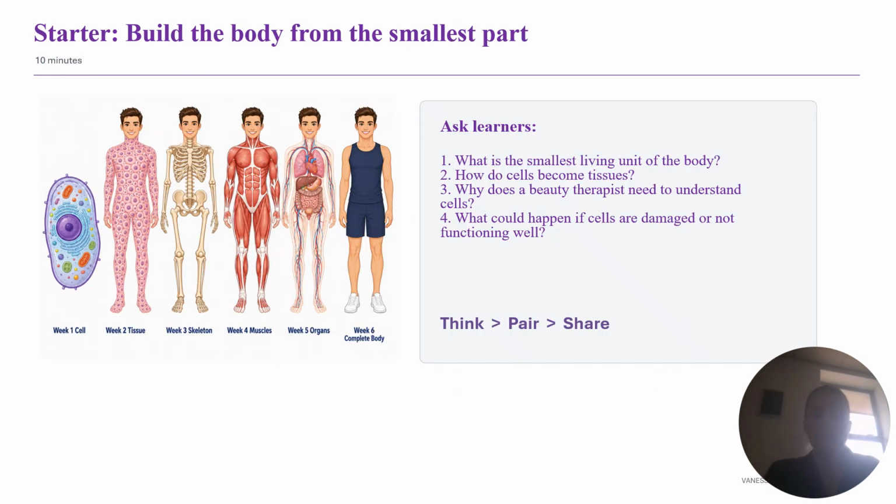I do apologise. So we are built from the smallest part. The first questions for you are, what is the smallest living unit of the body? I've just said it. How do cells become tissues? Why does a beauty therapist need to understand about cells, especially at level 3? And what could happen if cells are damaged or not functioning well?